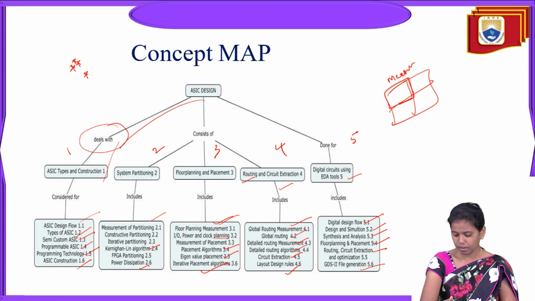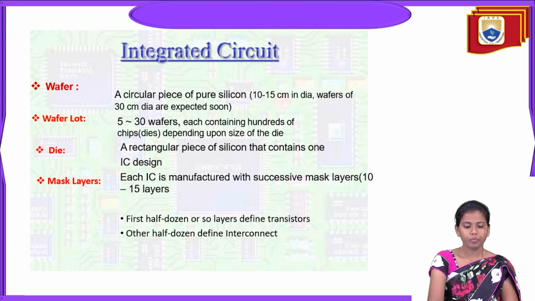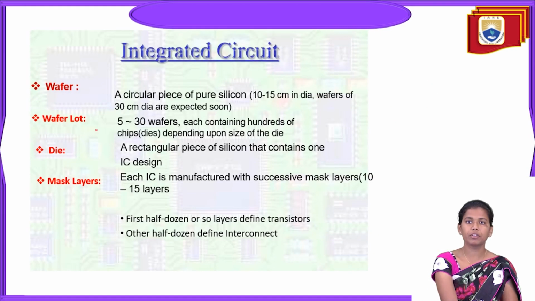Okay, and then we'll move forward. So here the integrated circuit basically consists of the wafer lot, die, and the mask layers.